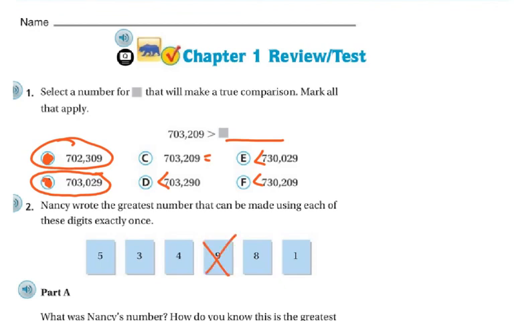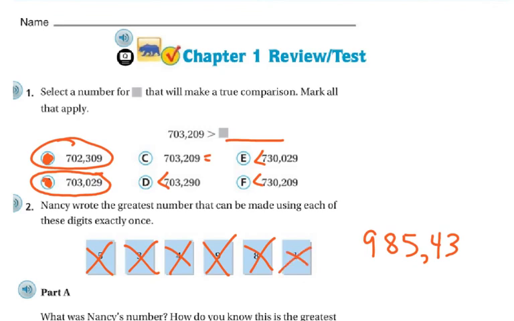So we're going to take the 9, and we're going to put that in the 100,000s place. Then the next biggest number is going to be the 8, so we're going to put that in the 10,000s place. The next biggest number is going to be the 5, so we're going to put that in the thousands place. And the next biggest number is going to be the 4, so we'll put that in the hundreds. The next biggest number is the 3, so we're going to put that in the tens. And the last number is going to be 1. So this is making the greatest number.